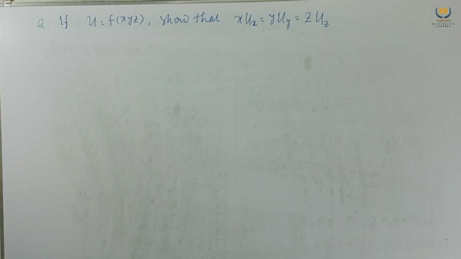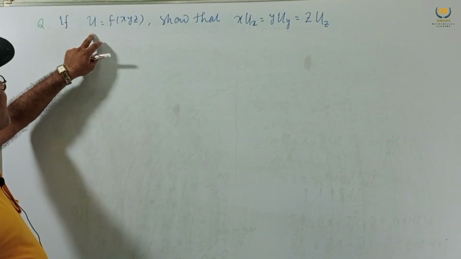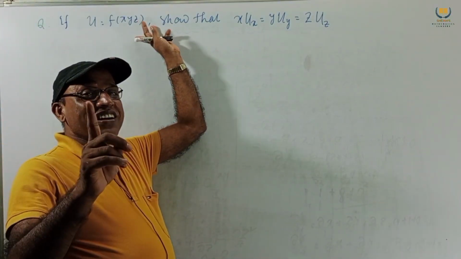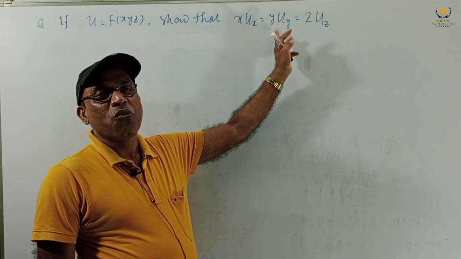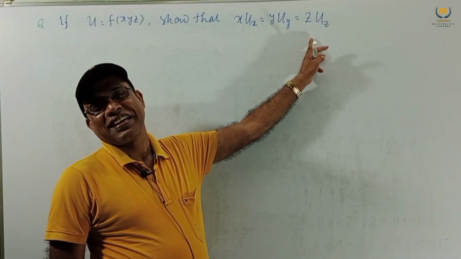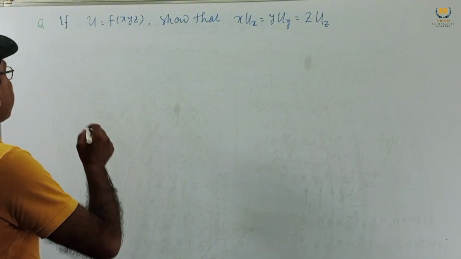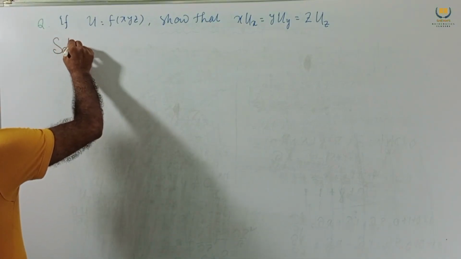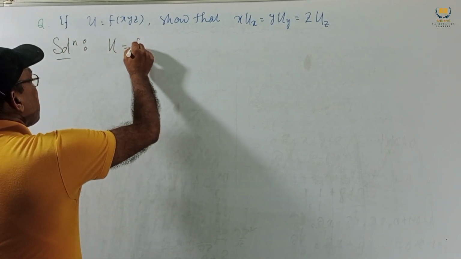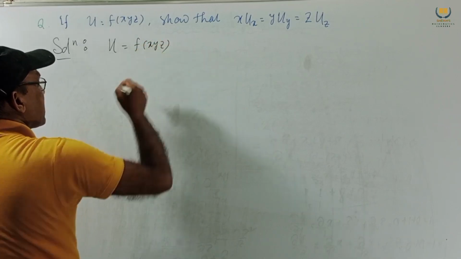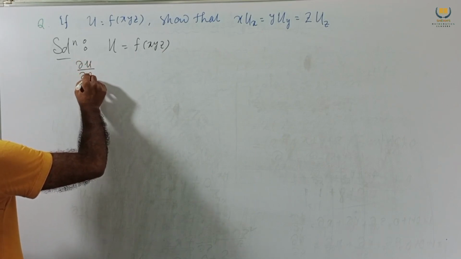Consider another problem. Very interesting also. So the problem: given u equal to f of x, y, z, show that x ux equal to y uy equal to z uz. We have to show this. But this is very simple, very easy. Why is it easy? I will show. U equal to given f of x, y, z. First we differentiate with respect to x partially.